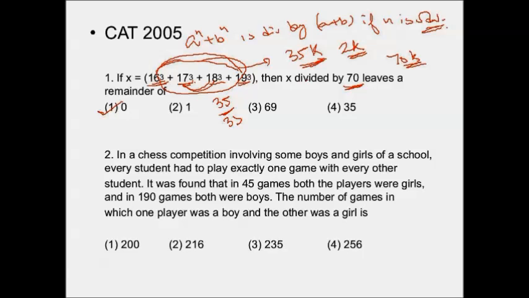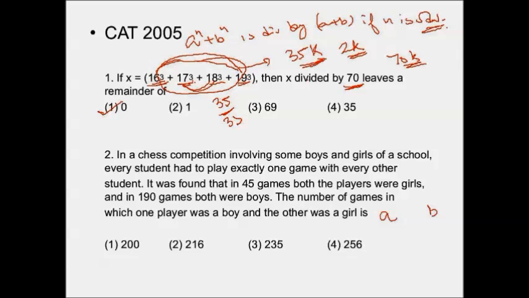Let's come to question number 2. In a chess competition involving some boys and girls of a school, every student had to play exactly 1 game with every other student. It was found that in 45 games, both the players were girls, and in 190 games, both were boys. The number of games in which one of them was a boy, the other one was a girl. Let's say there are A number of girls and there are B number of boys.